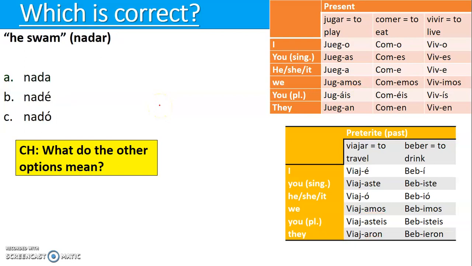Okay, pause the video. And he swam is nado, because it's an O with an accent, and it's he, she, it. Nade is going to be I swam, and nada is going to be, the ending is there, A. So it's he, she, it swims. Because remember, this top box, this orange box, is the present tense. So he swims, I swam, he swam, or she swam. It could be as well. Pause the video.